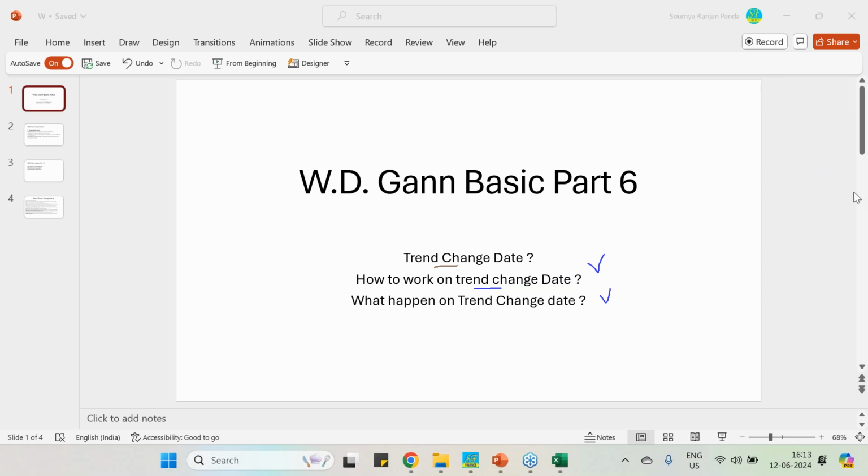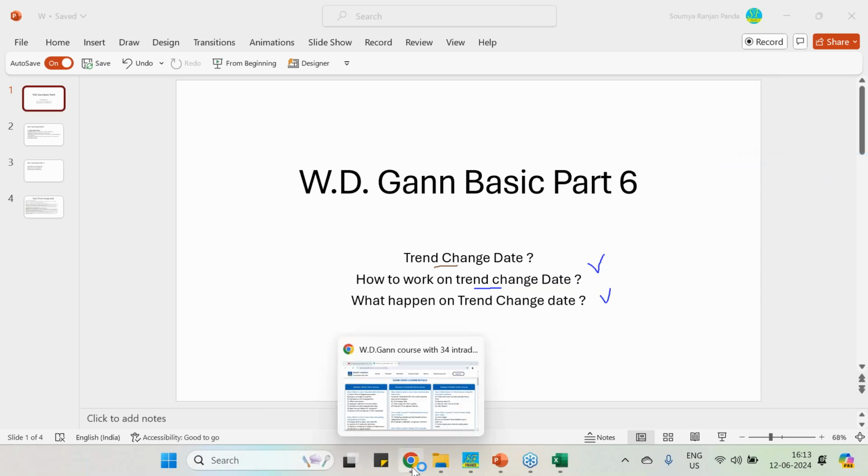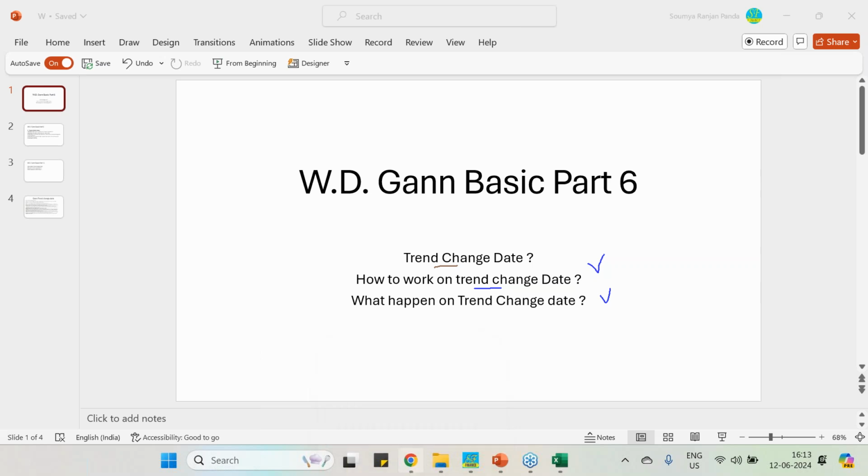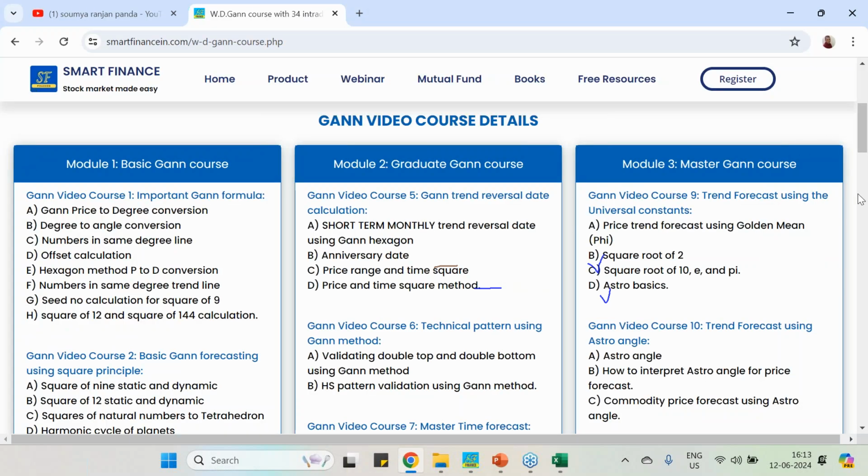This is in Gann's method only that you will find these calculations of trend change date. In the detailed course, if you go to module 2, I have given 5 different methods of trend change date calculation. Though Gann's method has many other calculations, based on whatever I understood, only 5 methods I have given in this course.